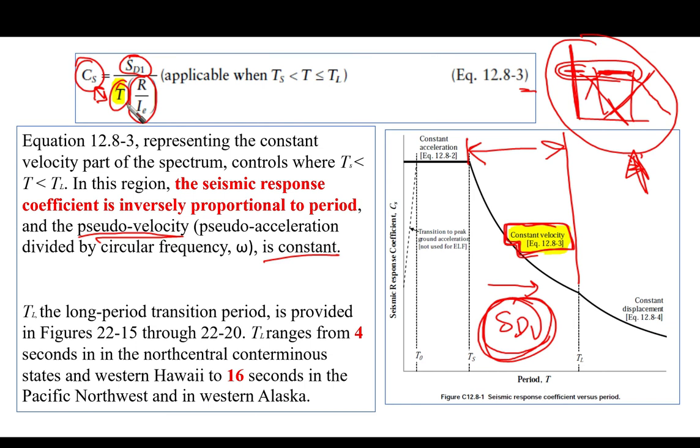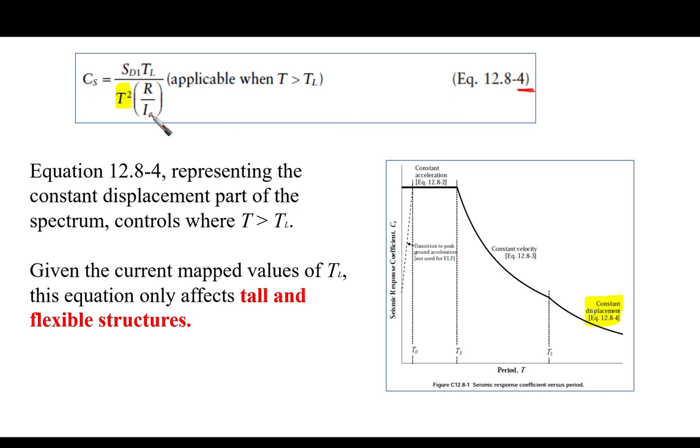And then we have, yes, this is T, and the range, as we said, is between TS and should be less than TL. This is the case here for T between TS and TL. Where is TL here? This TL, as I said, ranges between 4 and 16 seconds. From where can we get this? You can obtain them from the figures in ASCE chapter 22, figures 22-15 to 22-20. You are going to find them. Okay, now let's go to the next equation, which is equation number 4. You are going to find the same as the previous, except that we added TL here, and T is squared now.